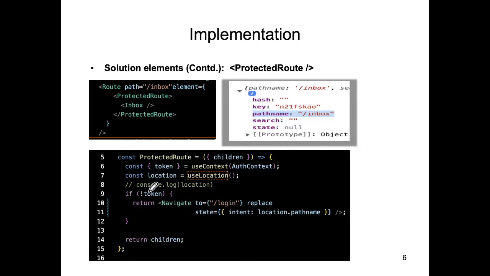If the token has a value, which means this overall expression is false, then it skips over it, and it just returns children. Remember children? What's children going to be? In this case, children is going to be the inbox component. So the inbox page is going to display. And that makes sense. If the token has a value in it, then we don't want to force the user to log in. We just display the inbox page.